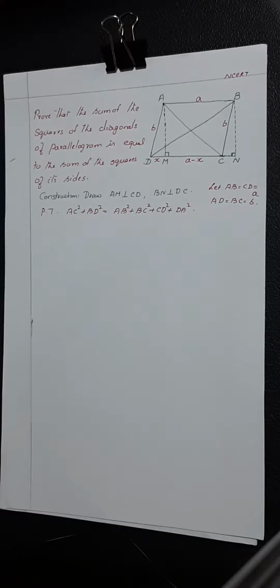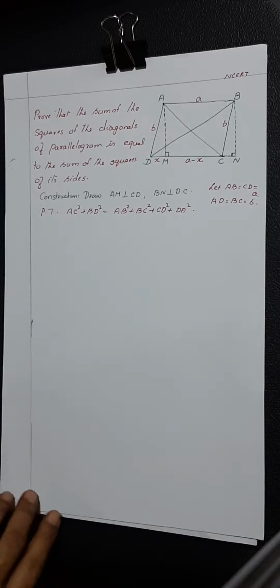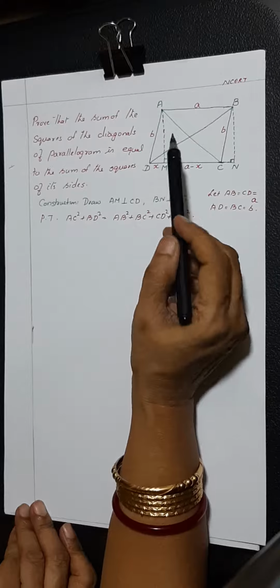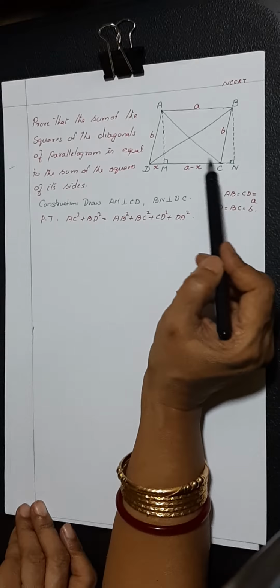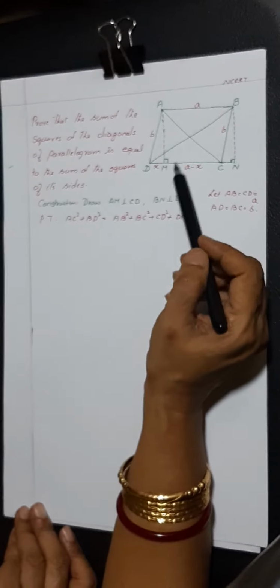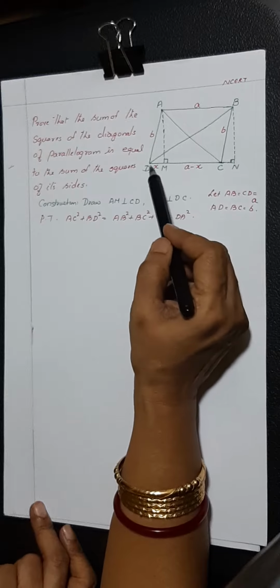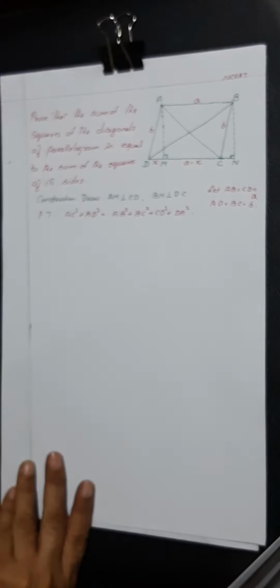Here ABCD is a parallelogram. The sum of the squares of the diagonals of a parallelogram is equal to the sum of the squares of its sides. So we have to prove AC squared plus BD squared is equal to AB squared plus BC squared plus CD squared plus DA squared.